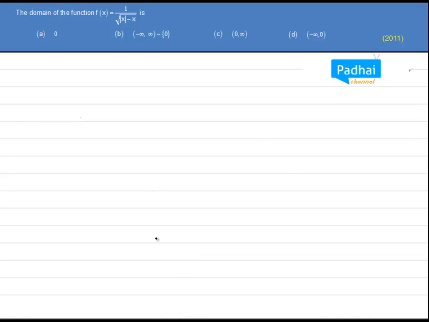Okay, let's take the IEEE 2011 question. The domain of the function f(x) = 1 / √(|x| − x) is... So we need to find out the domain of the function f(x) = 1 over under root of |x| − x.